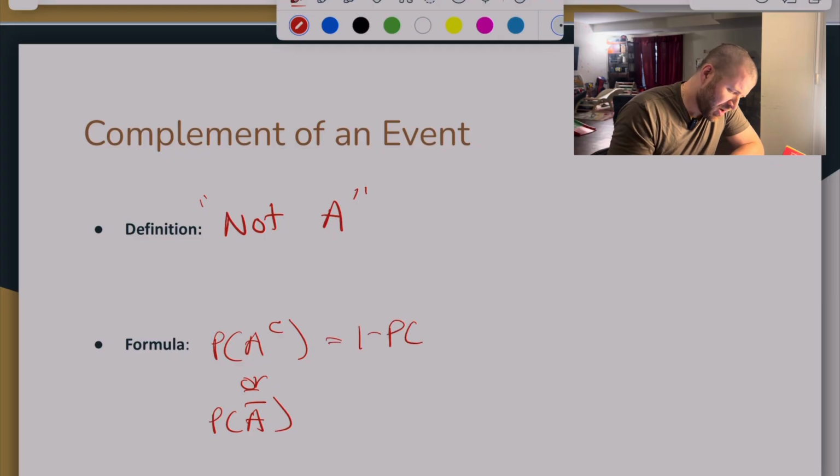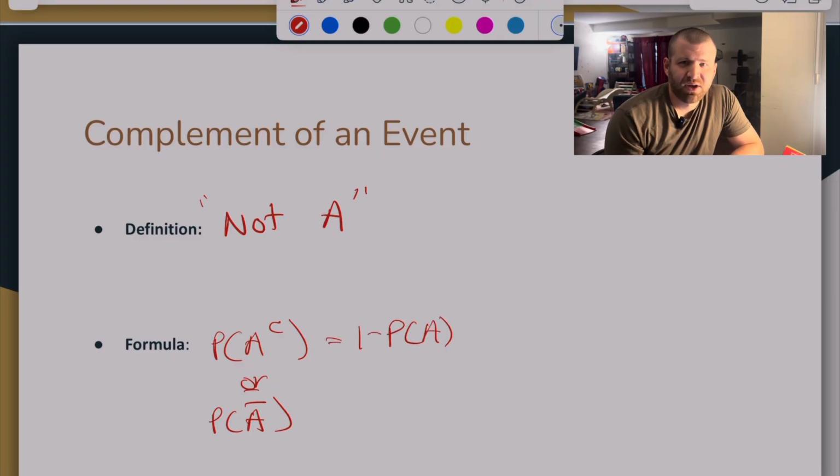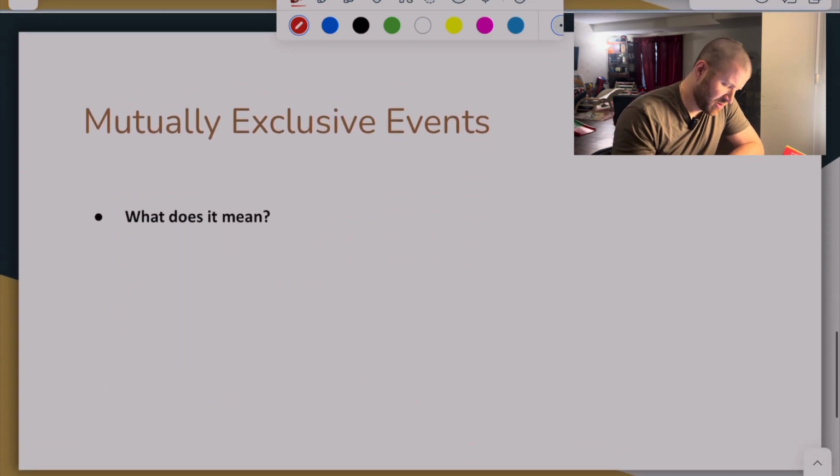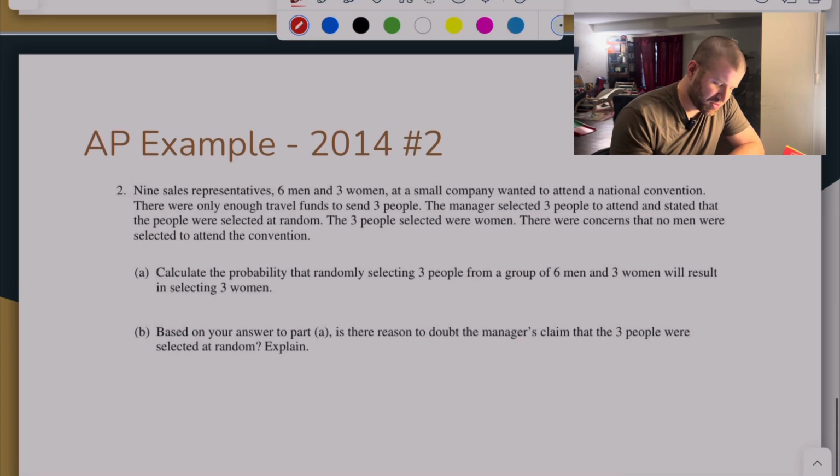This is just 1 minus the probability of A. That's all. Very, very simple stuff. Now let's actually take a look at this question here. We'll talk about mutually exclusive in a second.